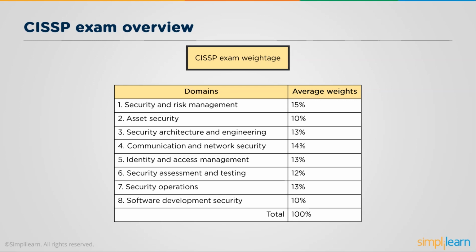Then asset security, which covers 10% of your questions, so that's around 15 questions. Security architecture and engineering, this is where your infrastructural knowledge, your security architecture, your enterprise architecture, all those come into the picture. There are a lot of theoretical models that you need to study in domain 3. And that covers 13% of your exam.